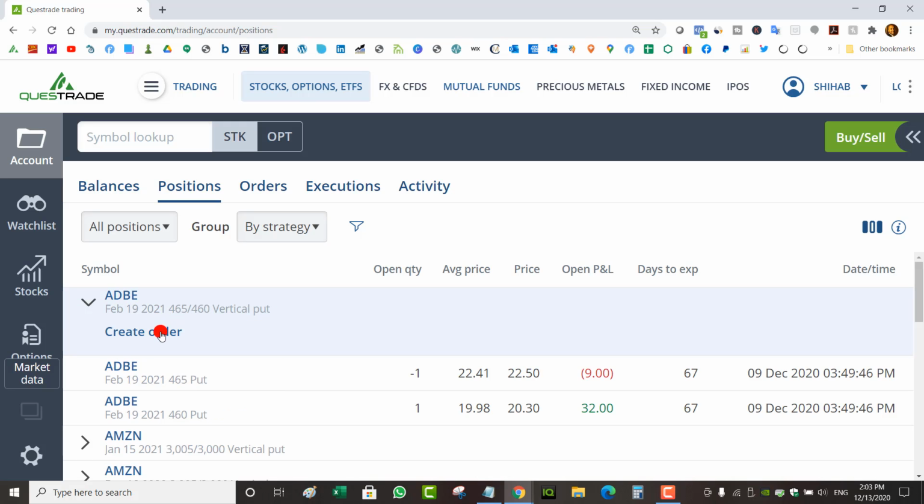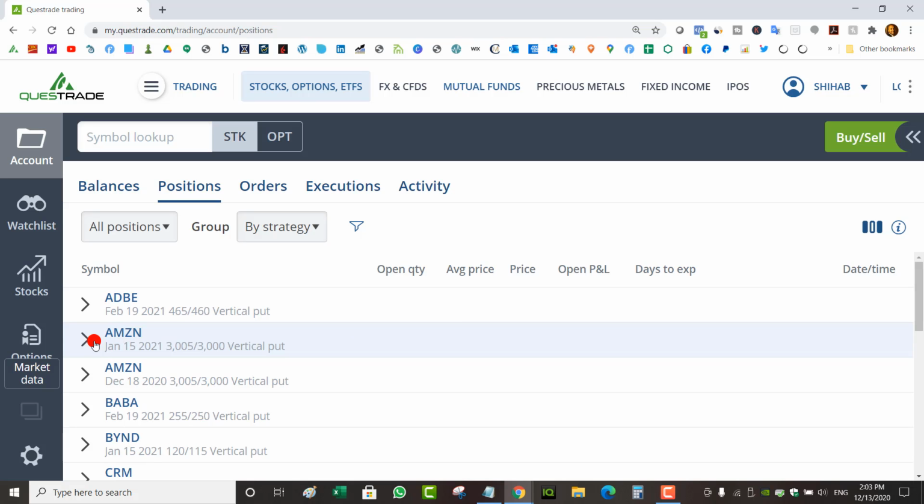So I've got this Adobe put spread at 465, 460, expiring February 19. For me to win on this trade, for me to keep the premium that I collected, Adobe needs to stay above 465 by February 19. I collected, I think, about $1.40. I'll try to close it for 70 cents before that, if I can. It has 67 days to go.